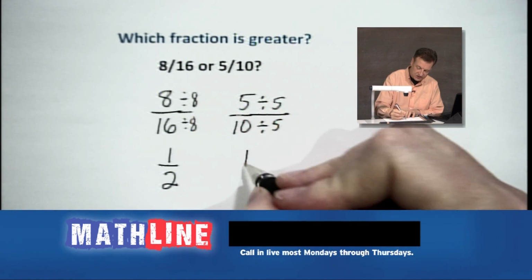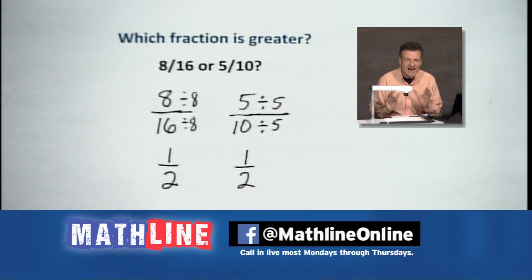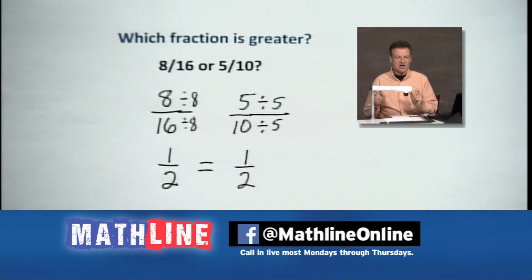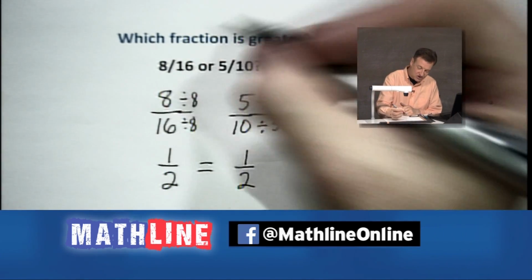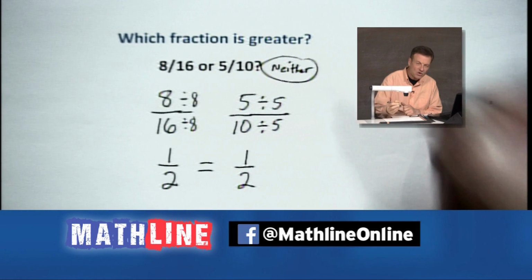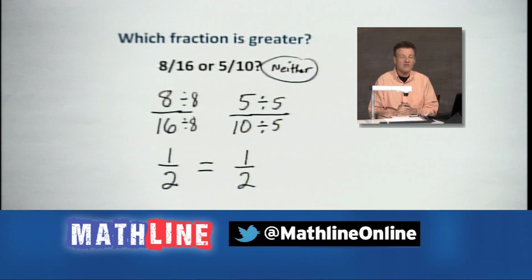Oh my goodness. You remember I told you it might be a trick question? Here it is. No greater than here. These are equal. They're equal to each other. So in this case, which fraction is greater? How about it? Neither. Neither one is greater. They're equal.